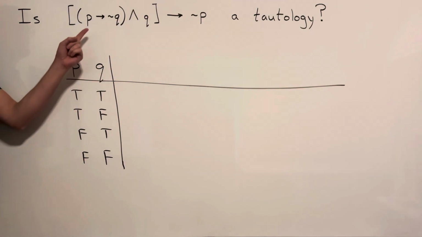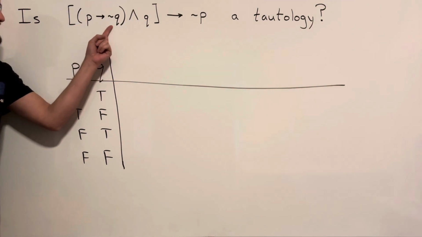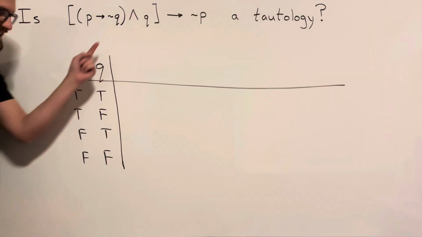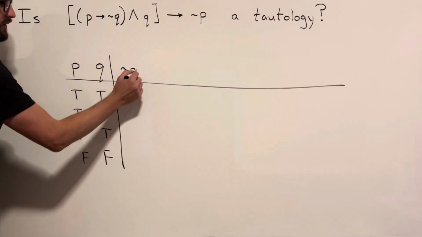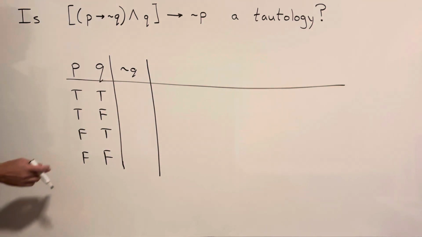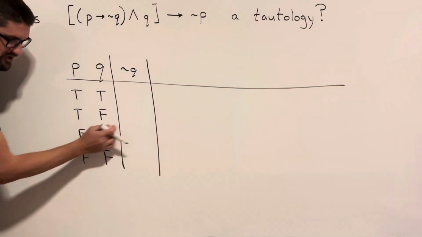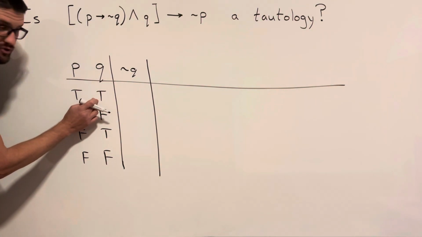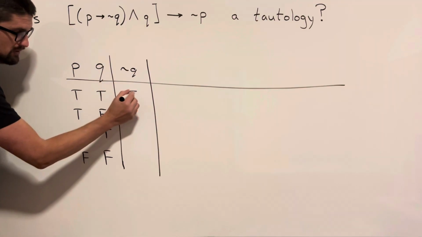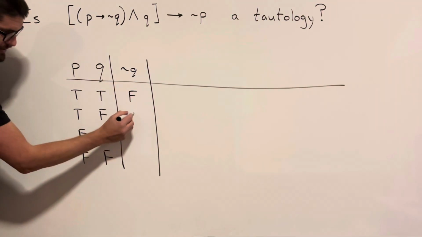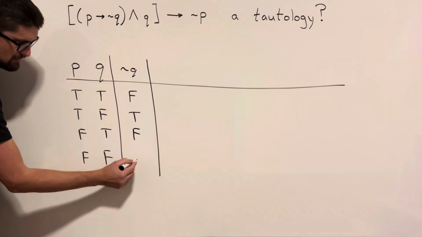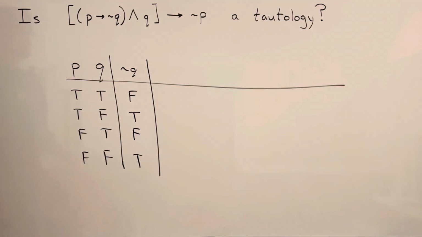All right, I'm going to start with the inside here. I need a column for the negation of Q. That's going to be the opposite of whatever Q is here. So if Q is true, the negation of Q is false. So just take the opposite of each of those.